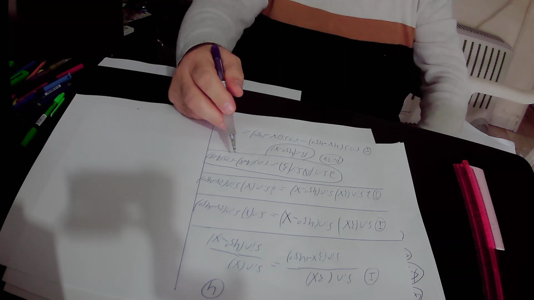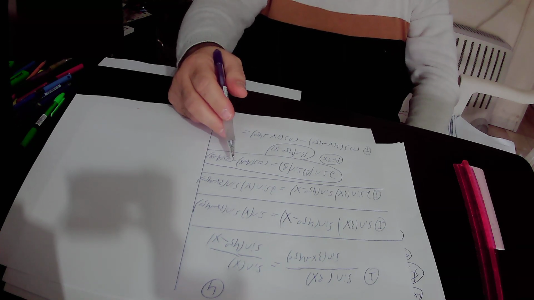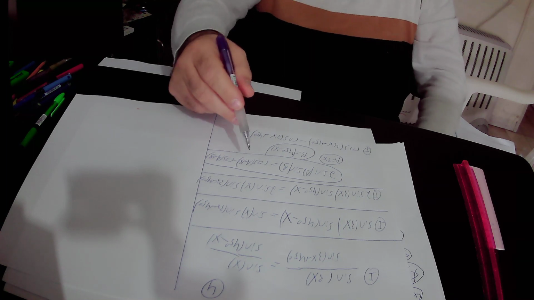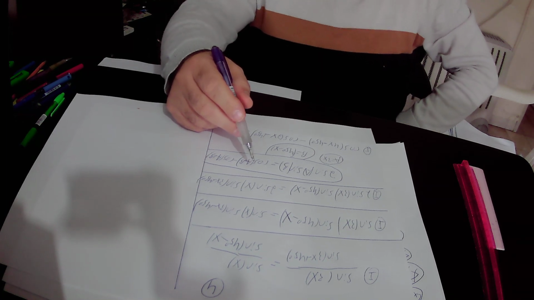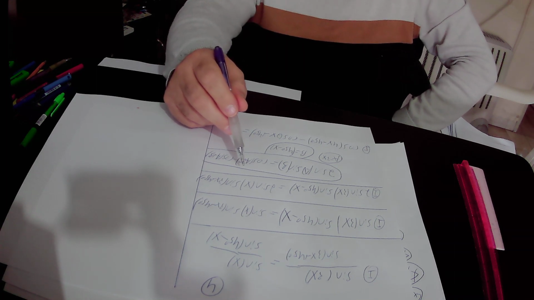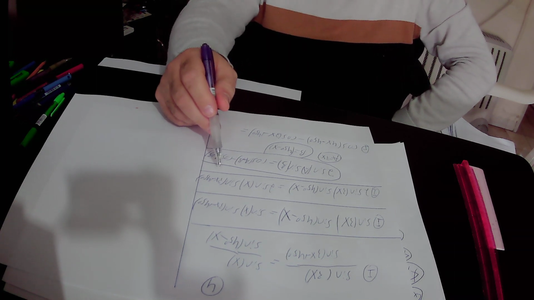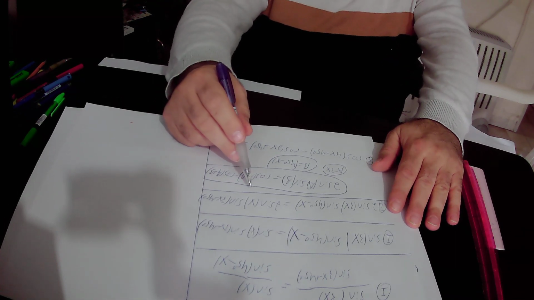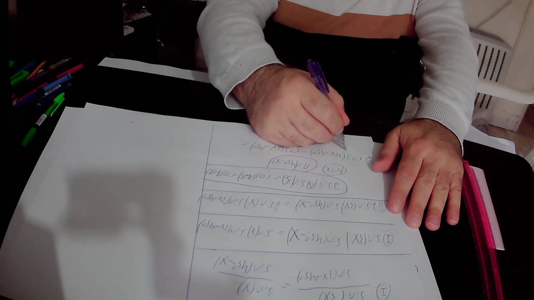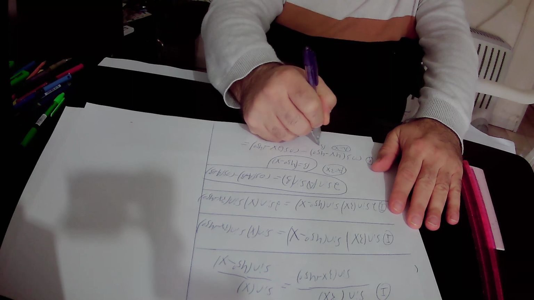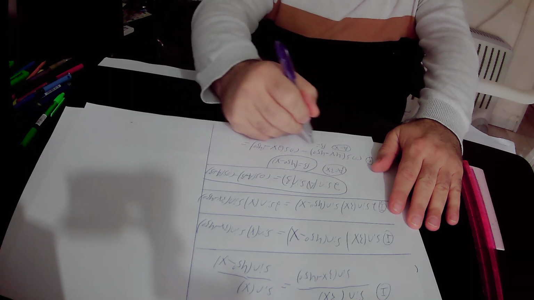Now we will treat the other expression on the other side of equation number 1. That is to say, we will treat the expression 2 sine x sine of (3x plus 45 degrees). Here A equals x and B equals 3x plus 45 degrees.